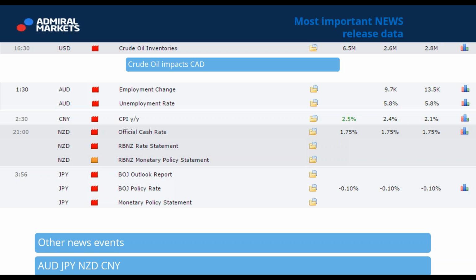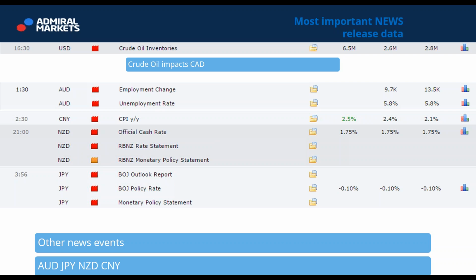BOJ outlook report, policy rate, monetary policy statement: very huge impact on yen pairs and on equities, especially during the Tokyo session. Nikkei index, dollar yen, guys, huge impact. So you know it's different. It will have the impact during the Asia session, but then when New York and London kick in, things might start to change. We might see the turn of a tide eventually.